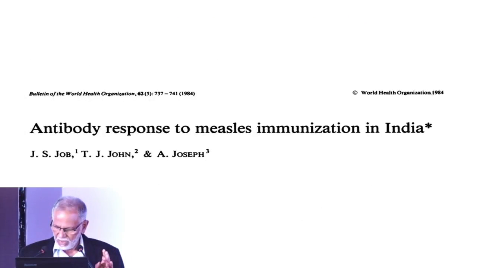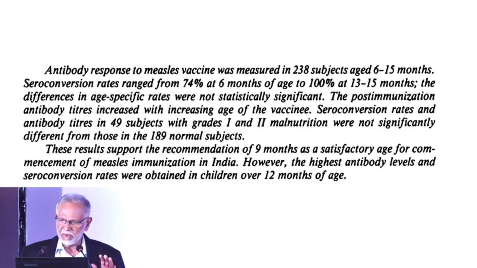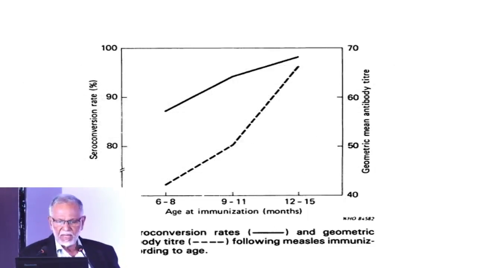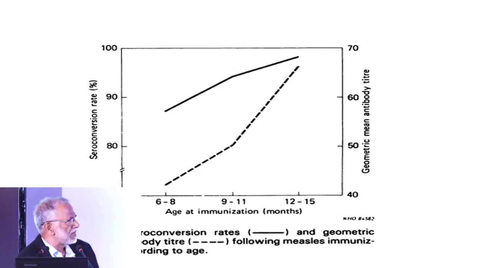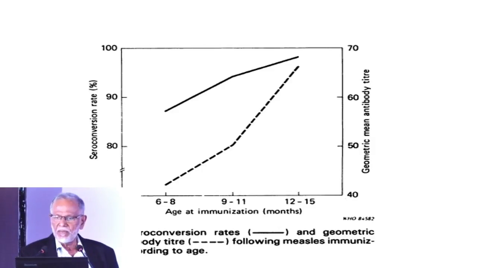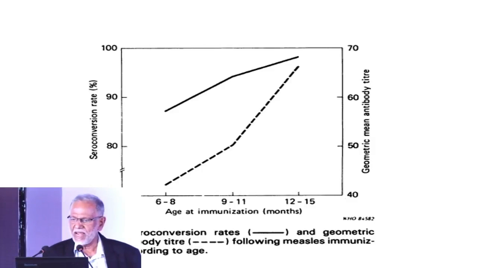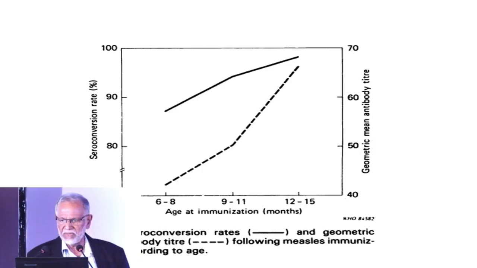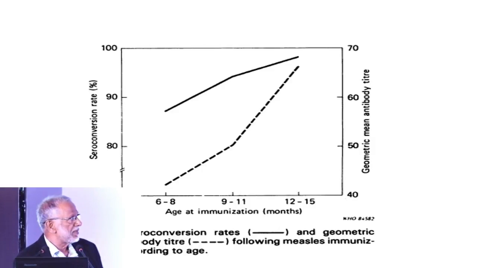So we looked at antibody response to measles at age range in a fairly large number of children, 6 to 15 months. The seroconversion rate, 6 to 8, 9 to 11, and 12 to 15. If you want to get the best result out of the vaccine, you have to go to an age which is above 9 months, 9 to 11 months. But more striking than the antibody prevalence is the antibody titer.